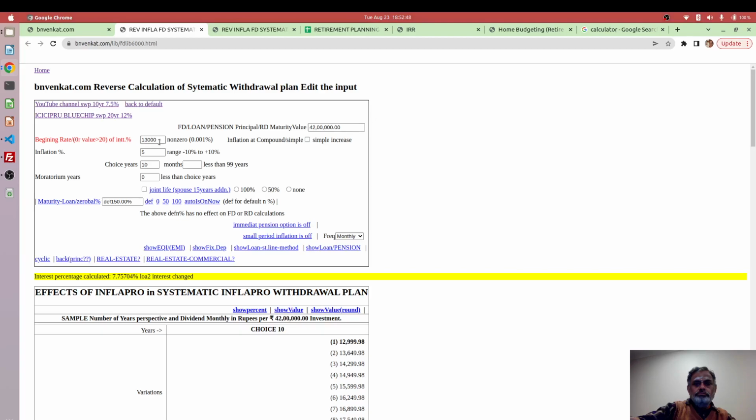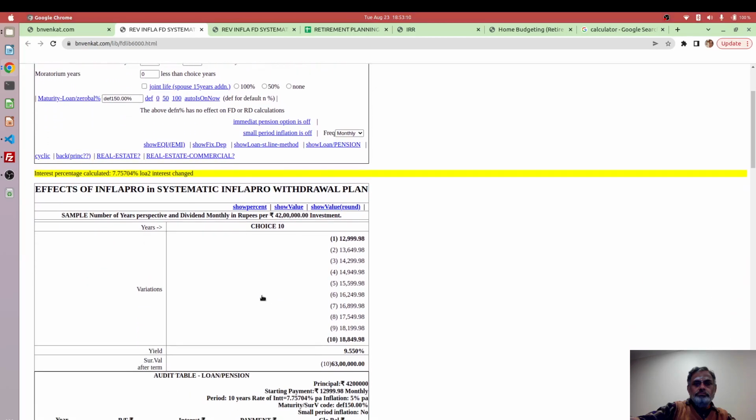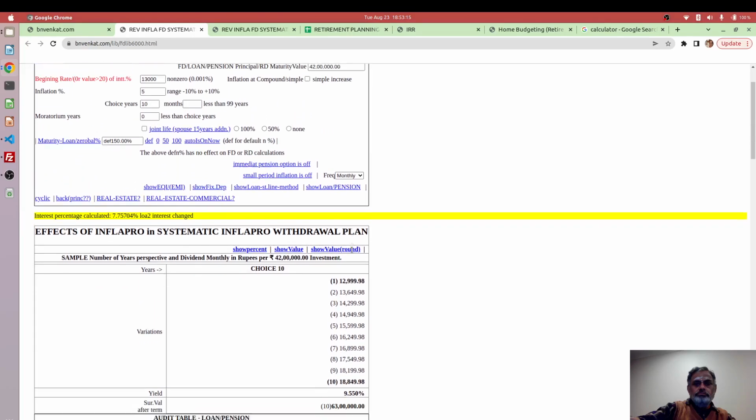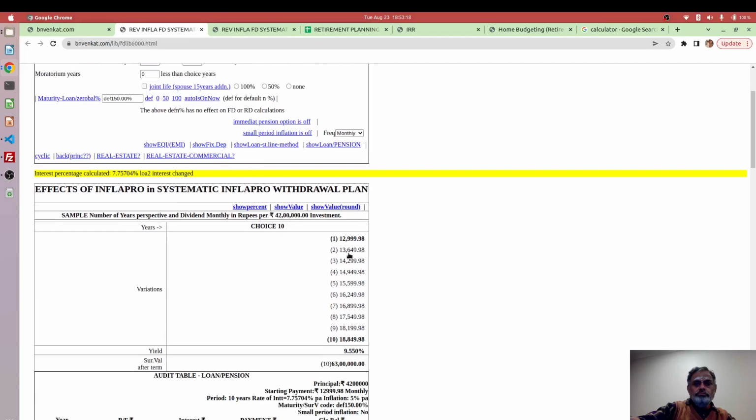The beginning value is 13,000 rupees, with 5% and so on. I filled that up, and I got the internal rate of return calculated. That is, the IRR is 7.76%. The table is here, starting with 13,000 rupees, and it is increasing on simple interest, uniformly by 650 rupees.